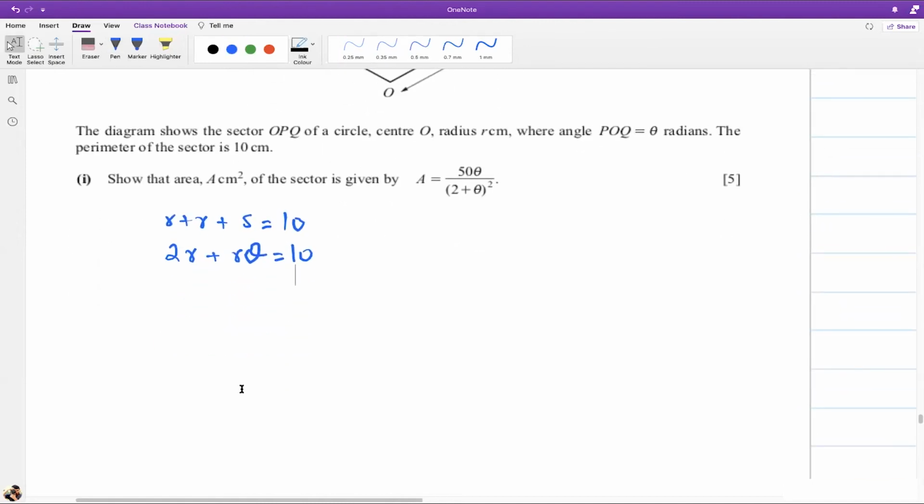अब वो कहते हैं कि इसका सेक्टर एरिया निकाल के दें in terms of theta, तो मैं r को सब्जेक्ट बना लेता हूँ यहाँ पे। तो r मेरा बन जाता है, if I take r is common, this becomes 2 plus theta, which is equal to 10, and that looks surprisingly similar to what we have in the exam, in the answer here. Now what is the area? Area is half r square theta.